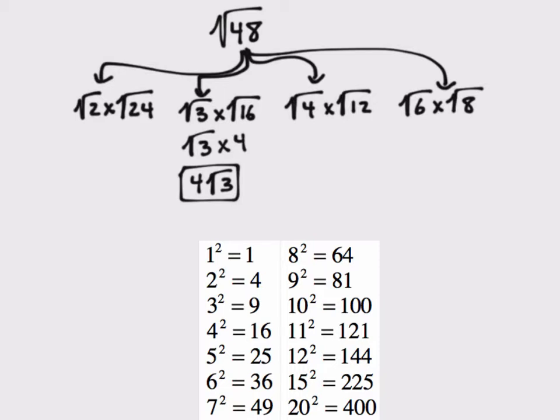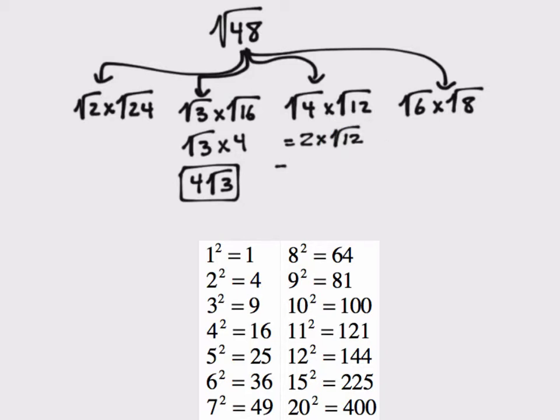Now the question is, were these other ones wrong? Not at all. Take a look. In this factorization, we do have a perfect square, namely 4. And we end up with 2 times the square root of 12. But my claim is, this isn't fully simplified yet. Why? Because we could factor 12 even further.